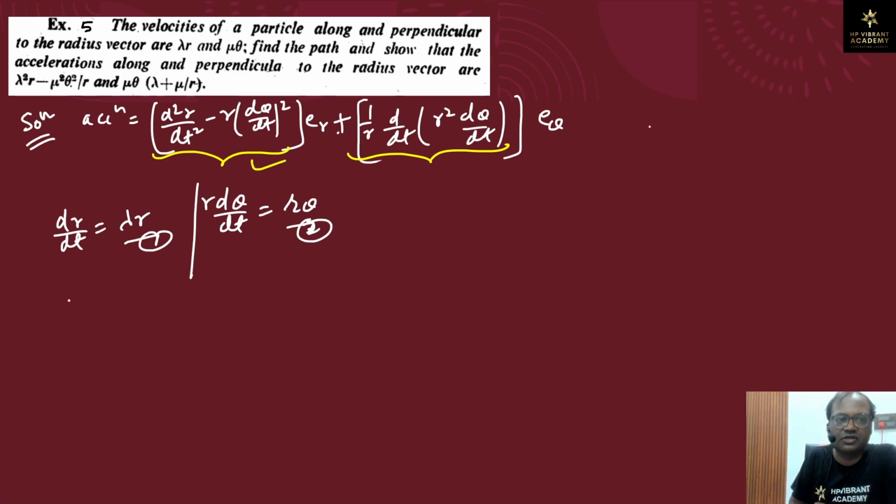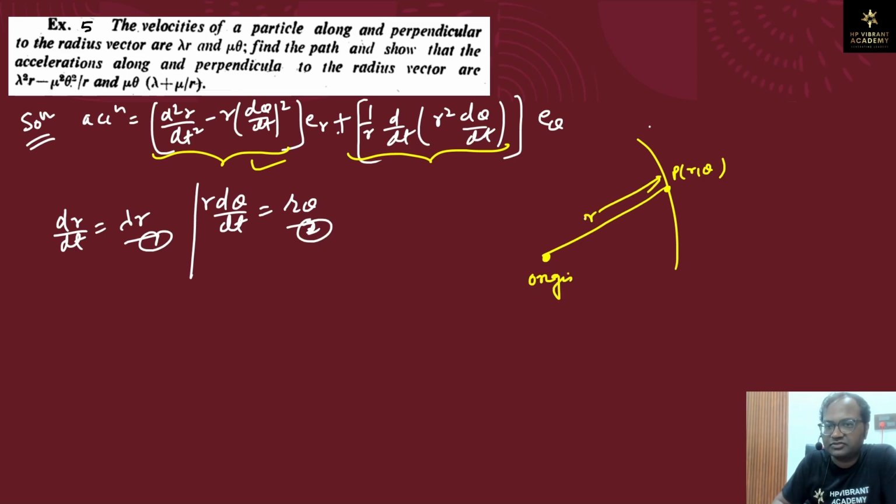This is radial acceleration. So what we have to show in the question is the acceleration along and perpendicular to the radial vector. Acceleration along means radial acceleration. What we are having is that there is a curve, there is a point P (r, θ), and there is an origin O. The distance of this point from the origin is r, so this is our position vector r. The direction along the position vector is the radial direction, and the direction perpendicular to it is the transverse direction.